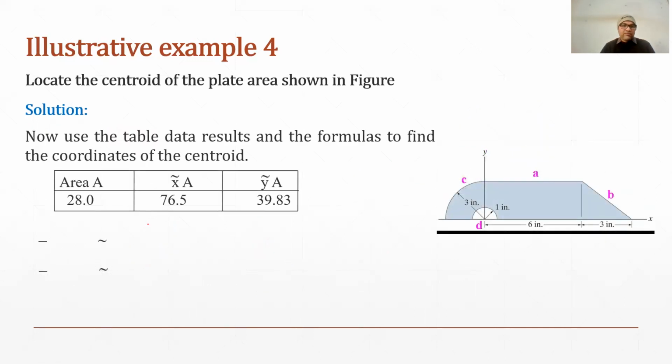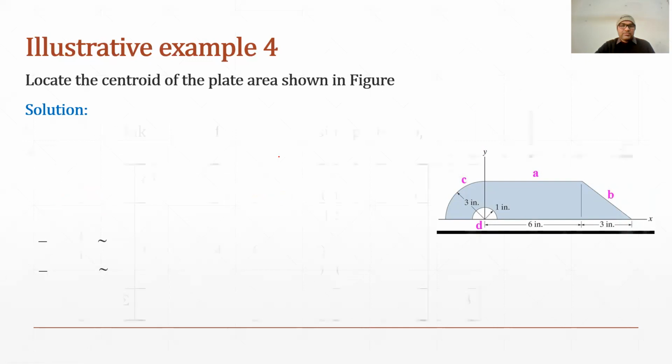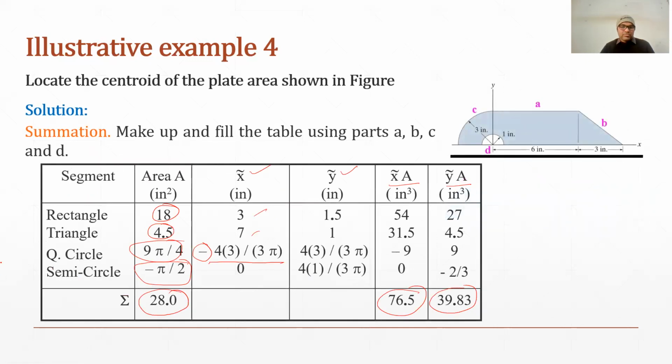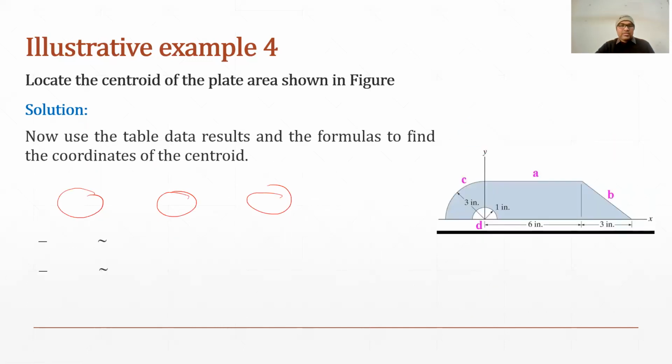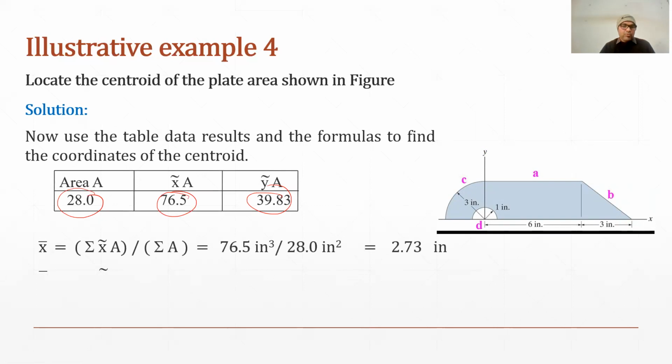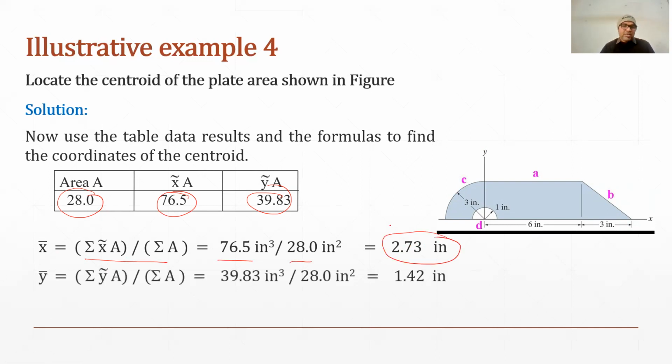So now finally we will require these 3 values which we have just calculated in the previous table. You can see here this one, this one, this one and this one. So I am showing you that here, and now putting the value of x bar here, we get the value of x bar as 2.73 inch. Similarly, to get the y bar value, we get this one. We get the value of 1.42.